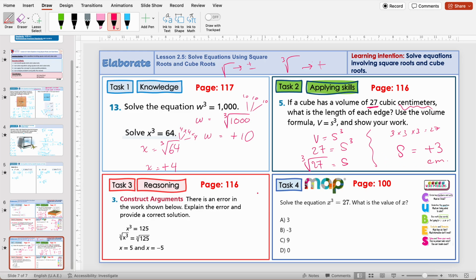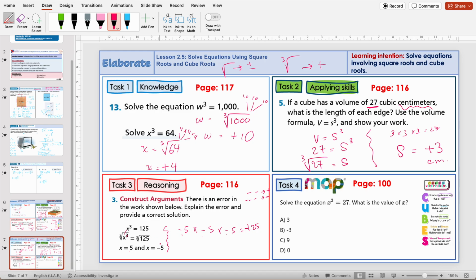That's it. Here, there is an error in the work below. Explain the error. So she was finding the cube root of x cubed to find what x is, and she found positive and negative 5. Oh, but we said that if it was negative 5, negative 5 times negative 5 times negative 5 is equal to 125. Yes, but what is the sign? 2 negatives will give me a positive. 3 negatives will give me a negative. Okay? So that's the mistake.